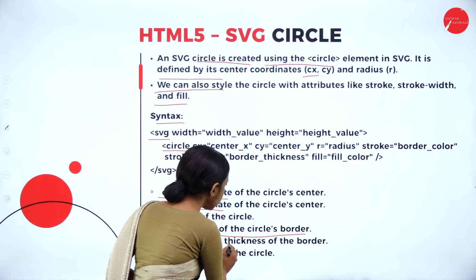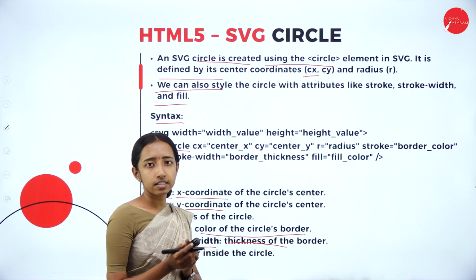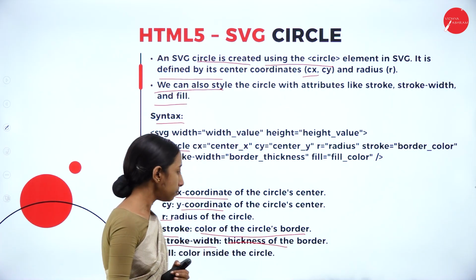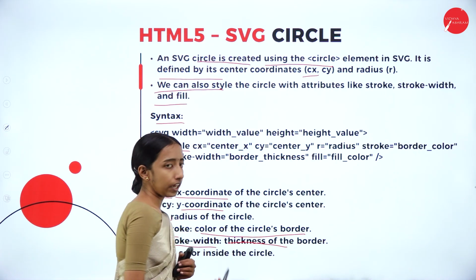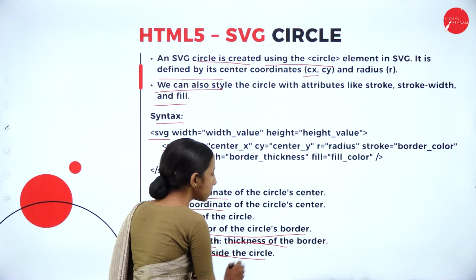It is the thickness of the border. So it is giving the thickness of the border. Next we are having fill, so the color inside the circle.